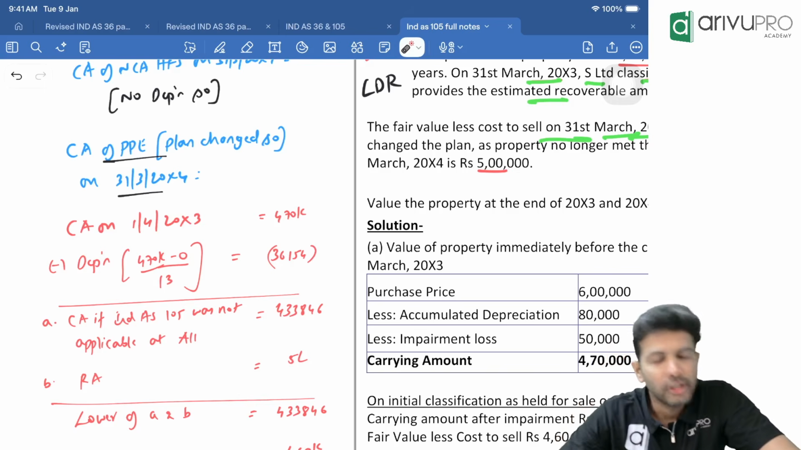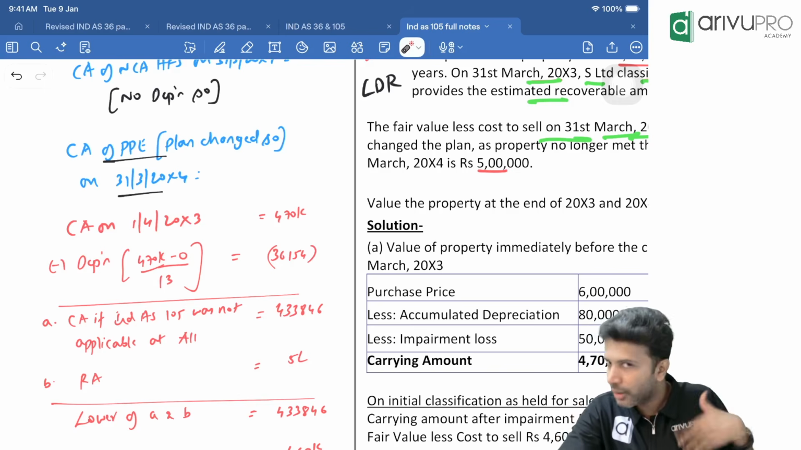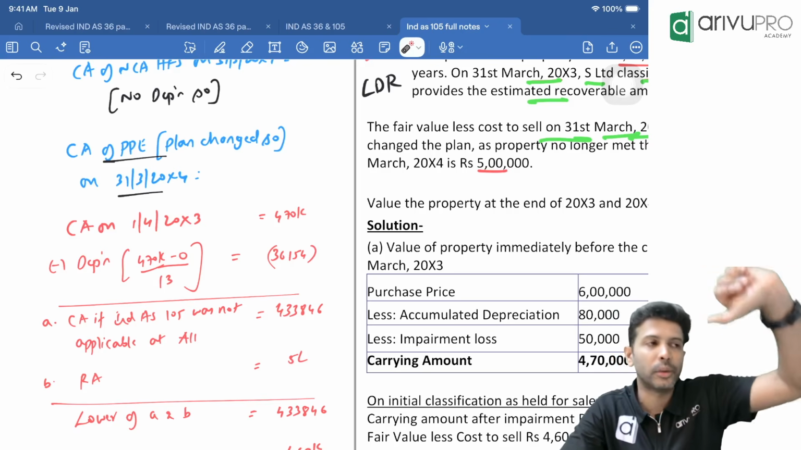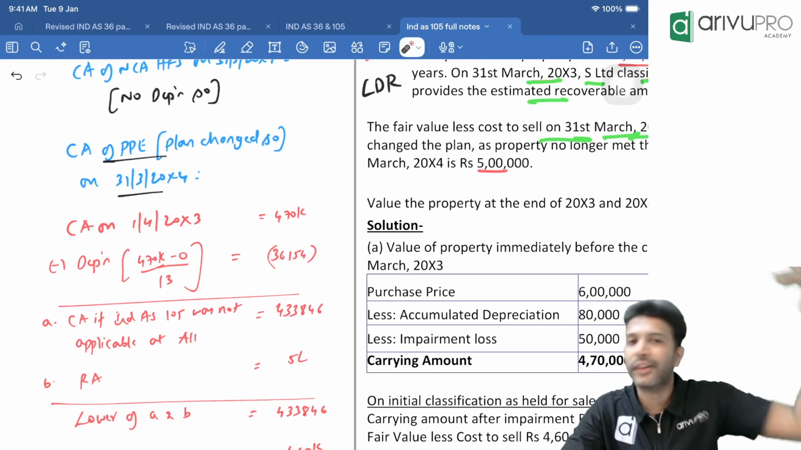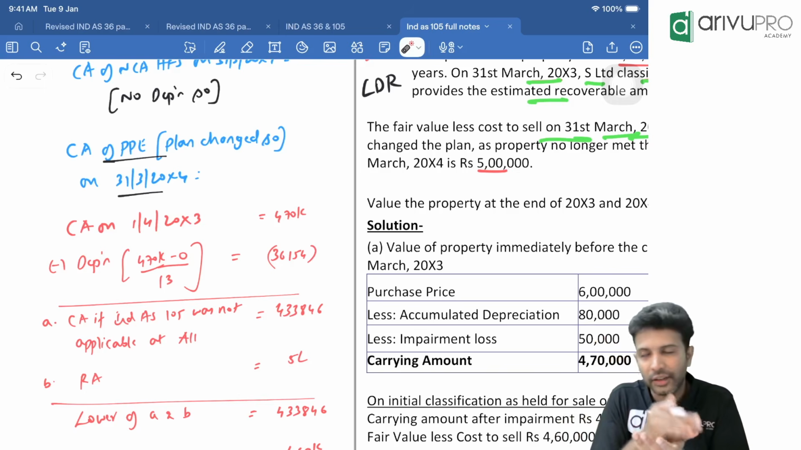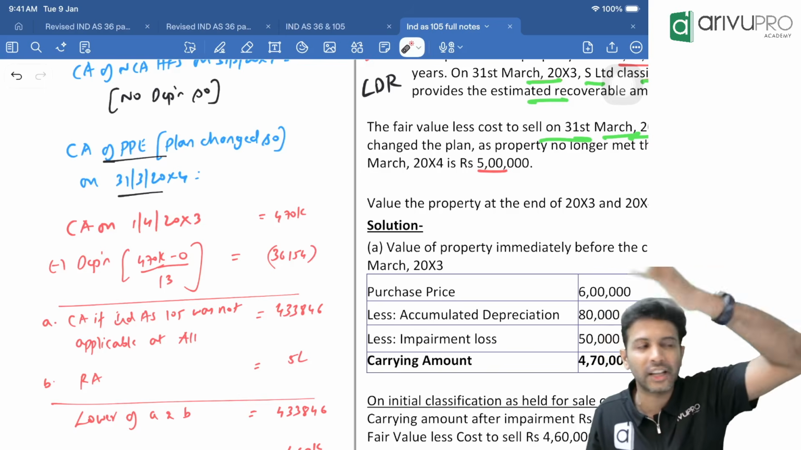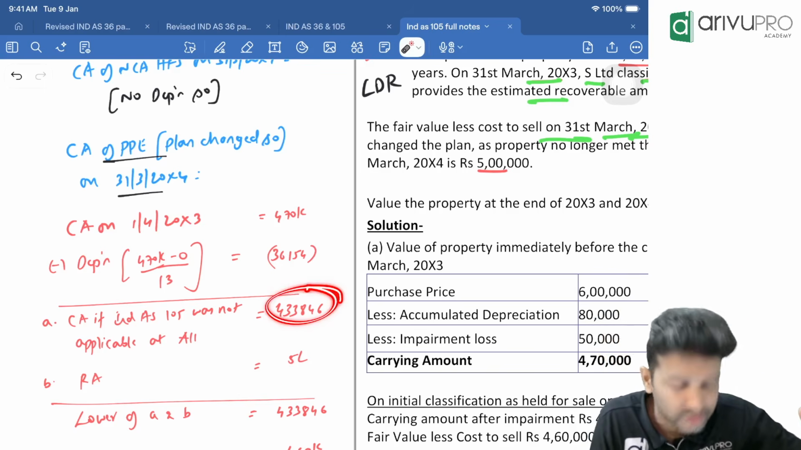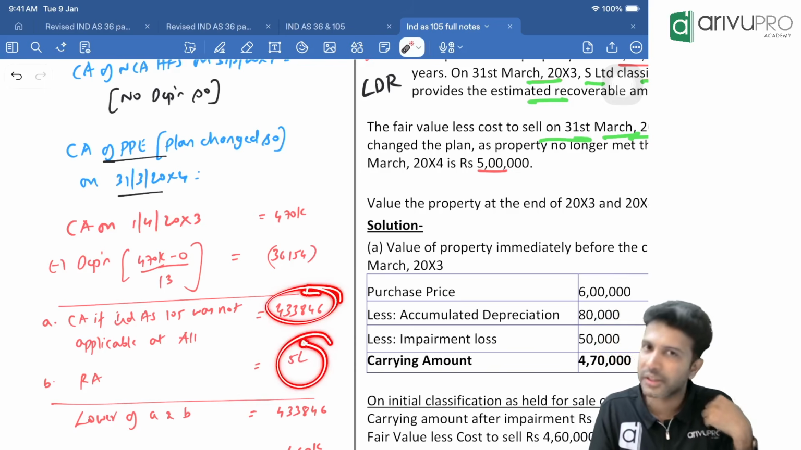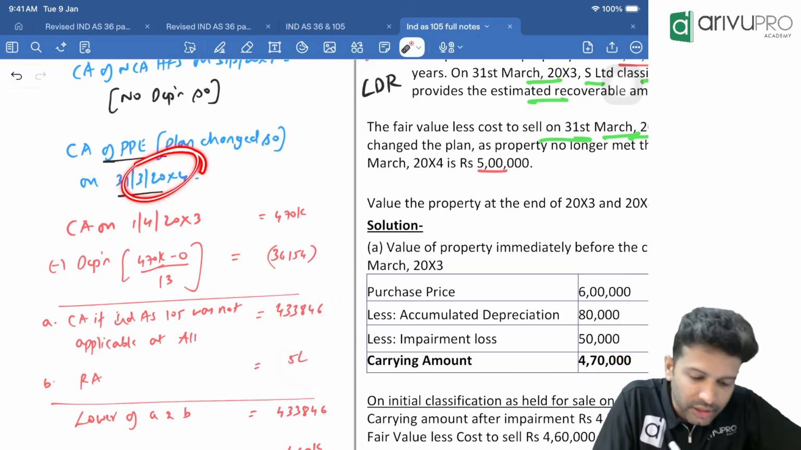So this is the limit. Whenever plan gets changed, we'll have to remeasure the asset. For that remeasurement, we have 2 limits. What is the first limit? First, find the carrying amount if Ind AS 105 was not at all applicable, which is this, or recoverable amount, whichever is lower. Now plan changed on 31st March 20x4.